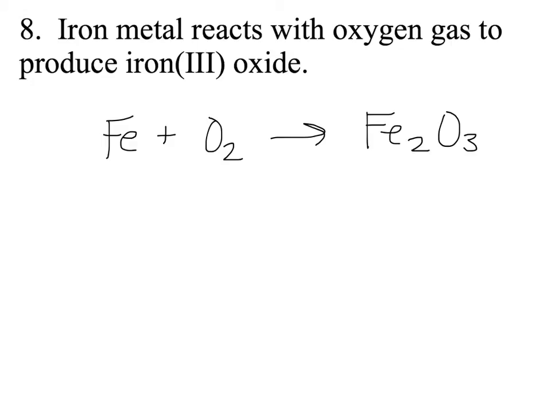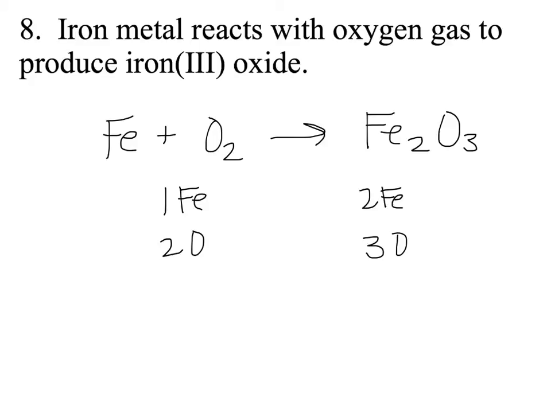All right, atom inventory. There is 1 iron. There are 2 oxygens. On this side we have 2 irons and 3 oxygen. All right, let's see. I'm going to leave the iron alone because iron is by itself, so that'll be real easy to fix at the end. Oxygen, I have 2 and 3.